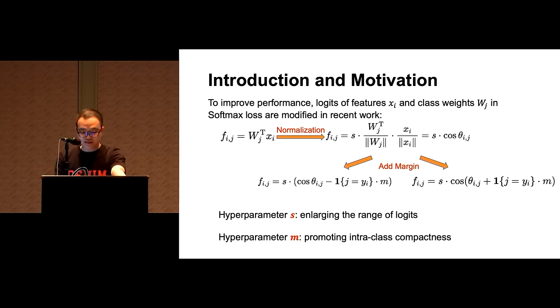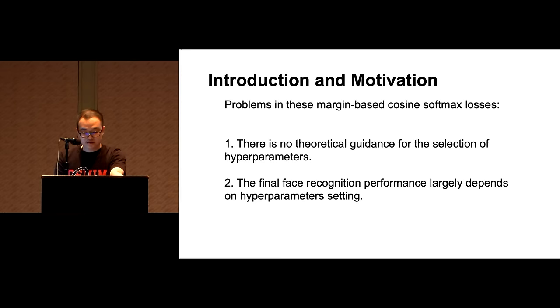In recent face recognition methods during training, cosine distance between face features and class weights is calculated to measure the similarities. One hyperparameter S is manually set to scale the logit length, while the margin hyperparameter M is manually set to enlarge class margins. But we still have two problems in these angular losses. First, there is no theoretical guidance for setting the hyperparameters. And second, the final performance greatly depends on the hyperparameter setting.